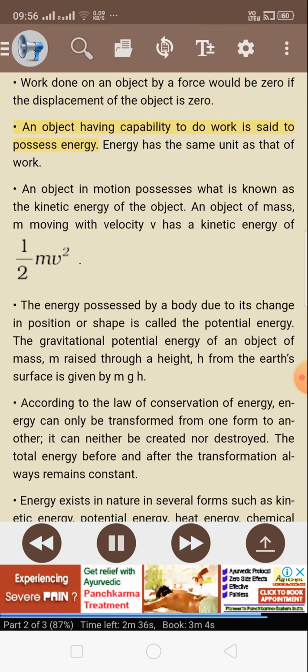An object having capability to do work is said to possess energy. Energy has the same unit as that of work. An object in motion possesses what is known as the kinetic energy of the object.